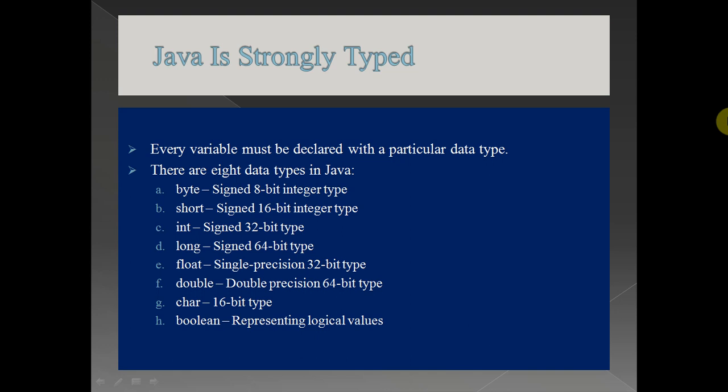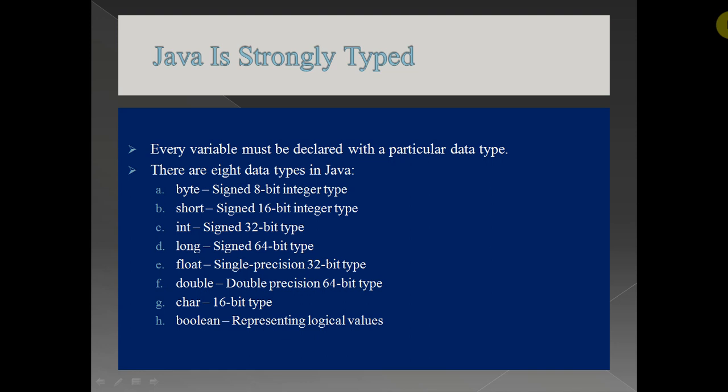There are 8 data types in Java: byte with 8 bits, short with 16 bits, int with 32 bits, long with 64 bits, float with 32 bits, double with 64 bits, and character with 16 bits. Boolean does not have a fixed size, it depends on the operating system. Boolean represents the logical values, true or false.